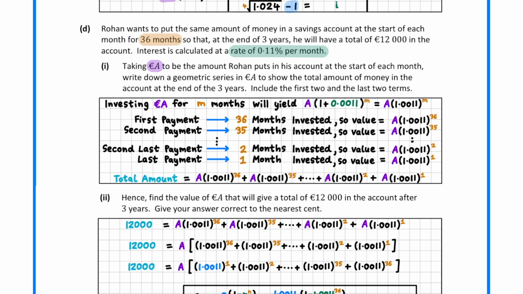Using the compound interest formula, investing €1 for m months will have a value of 1.0011 to the m. The first payment is invested for 36 months, the second payment is invested for 35 months, the third payment is invested for 34 months, and so on. The second last payment will be invested for 2 months, and the last payment will be invested for 1 month. This information can be used to find the final value of each of our payments, and to find our total amount, we simply add together all these values.